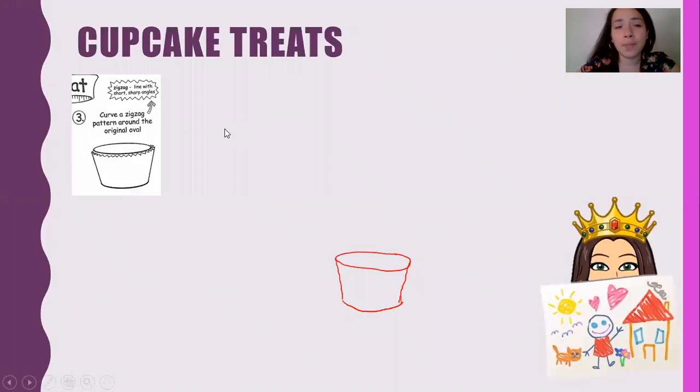Now our next step is to draw a zigzag pattern around the original oval. Zigzags are lines with little short, sharp angles. So we're going to take our shape and make little zigzags around the shape.